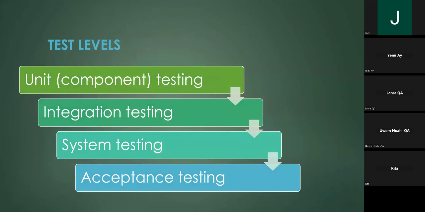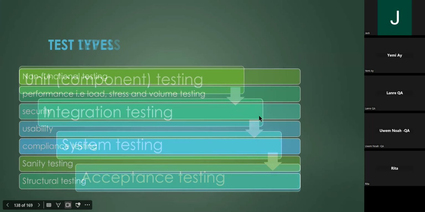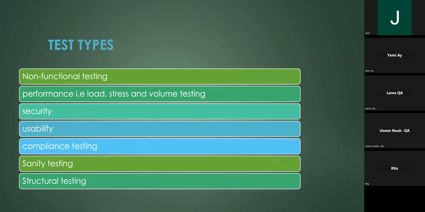So finally, test levels. If you remember, we've done all this validation phase: unit testing, integration testing, system testing, acceptance testing. Remember when we did the V module, when I explained to you the validation phase. This is the validation phase, and that's what's called the test levels. So types of tests, that's test types.